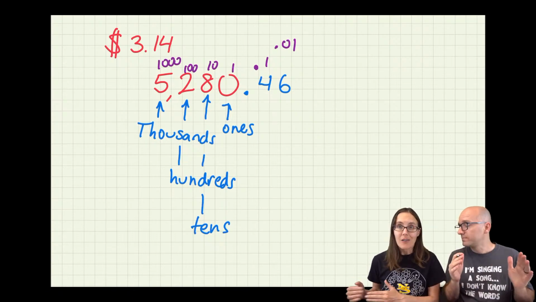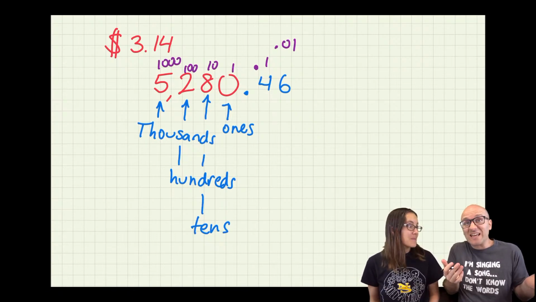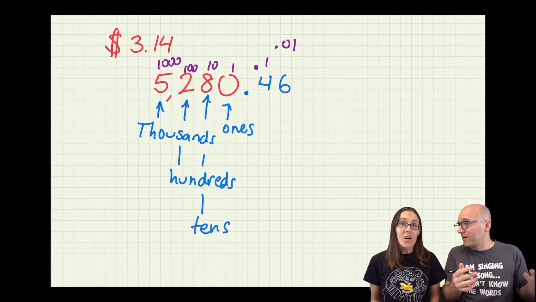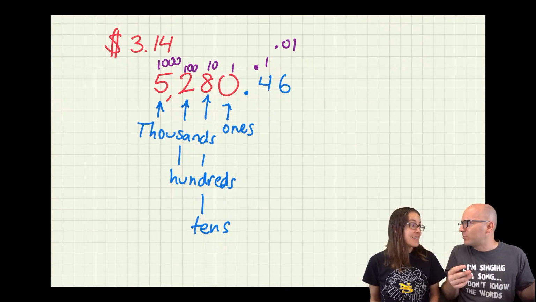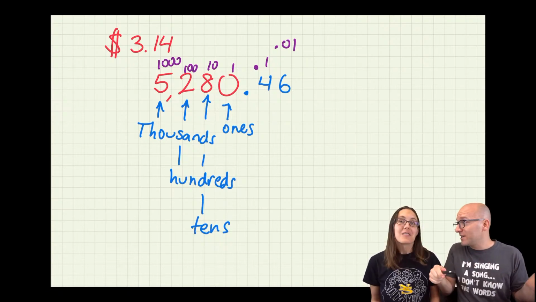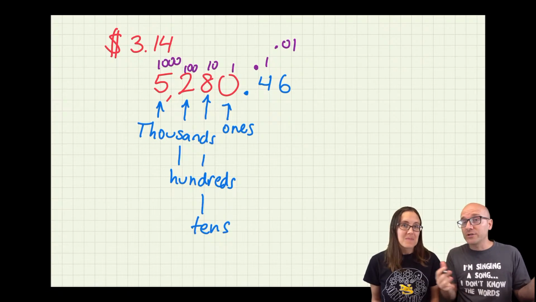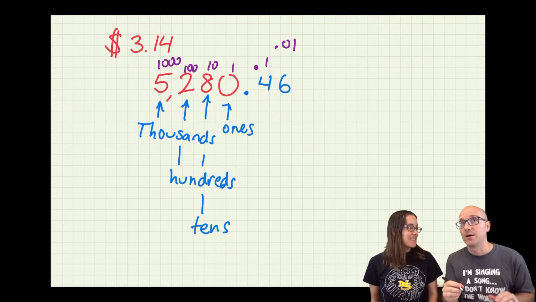100 pennies make a dollar. And in fact, that's where the name cent comes from. It's got to be a Latin prefix, like the word century has to do with 100 years. So that's 100 cents in a dollar.